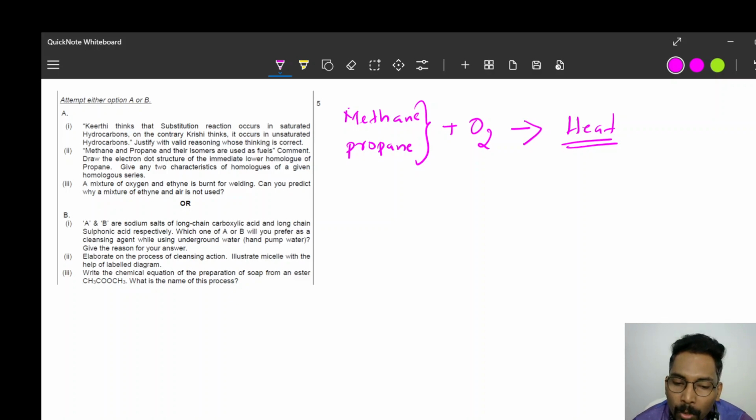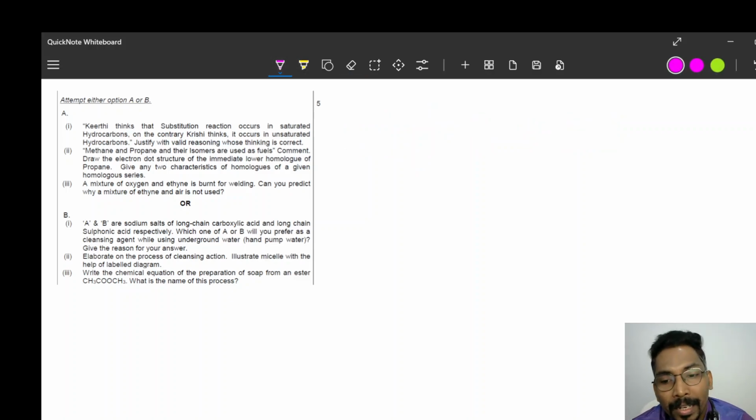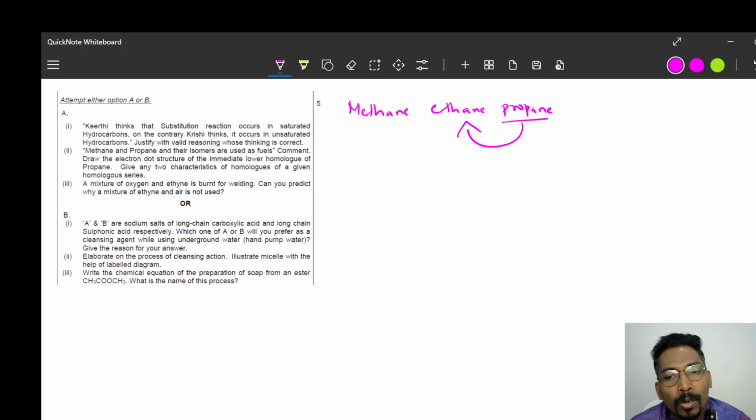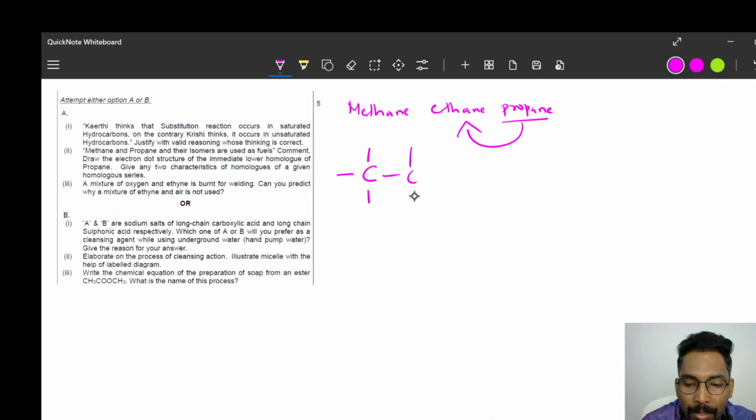And draw the electron dot structure of the immediate lower homologue of propane. Which is the immediate lower homologue of propane? First you have to know about the homologous series. The homologous series of alkanes starts from methane, ethane, propane, then butane, pentane, like that. So the immediate lower homologue of propane is ethane. You have to draw the electron dot structure of ethane, which is C2H6.